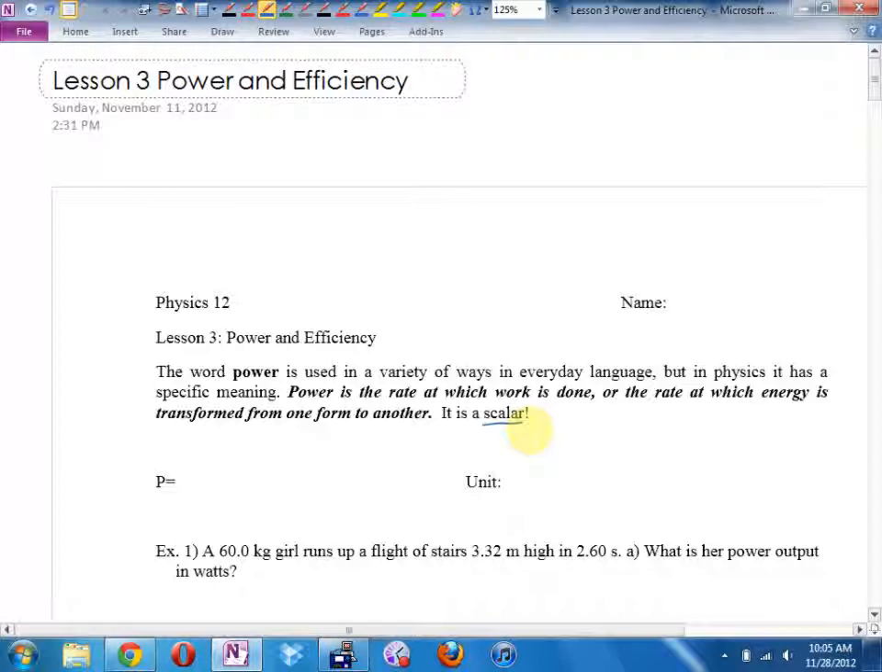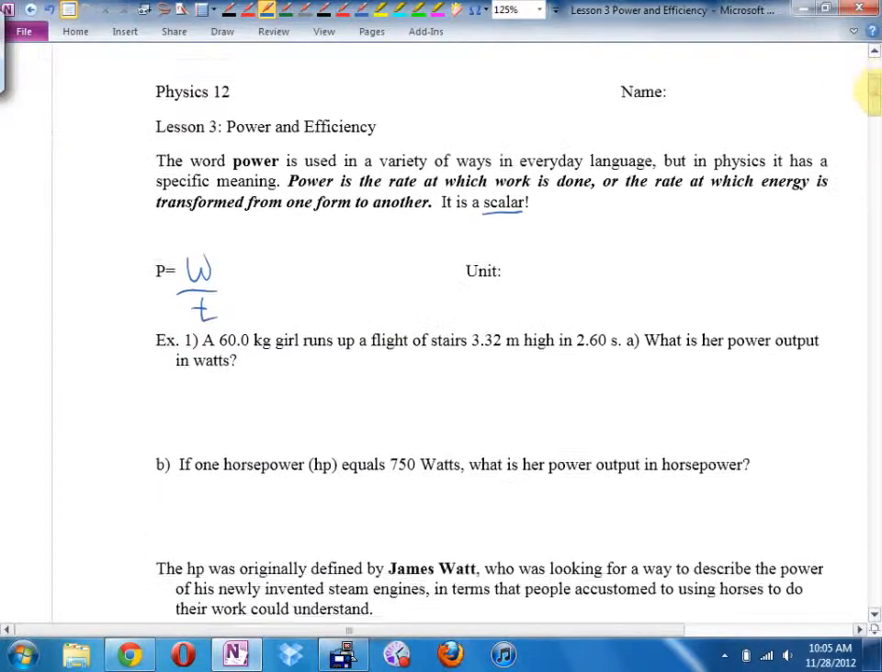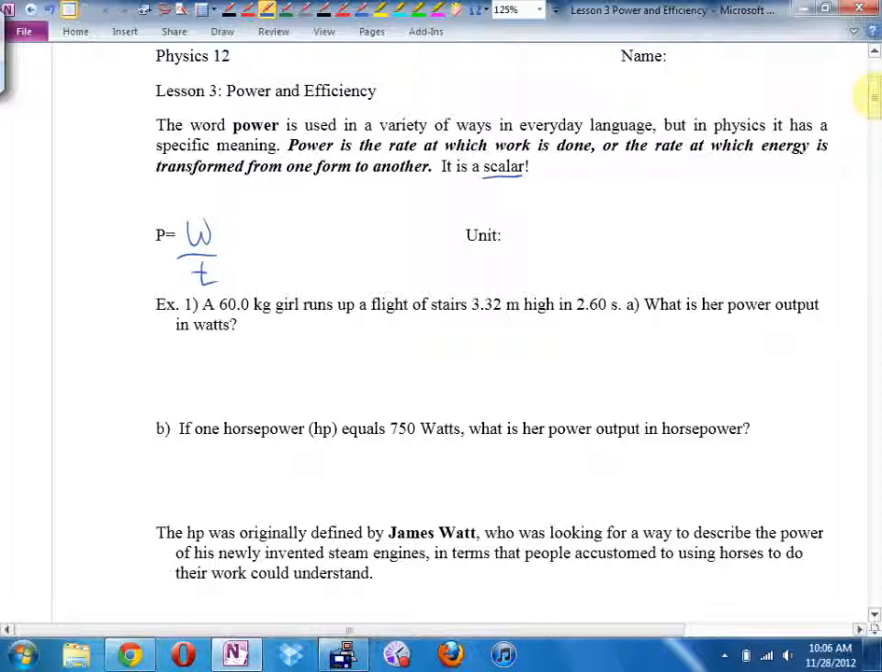Anytime I tell you that something is the rate at which something is done, that usually means there's a time underneath it. For example, velocity is the rate at which distance is changing. It's distance over time. Acceleration is the rate at which velocity is changing. It's velocity over time. It's meters per second, which we wrote as meters per second squared. Power is work over time. The unit for power, well, I guess it would be a joule per second.